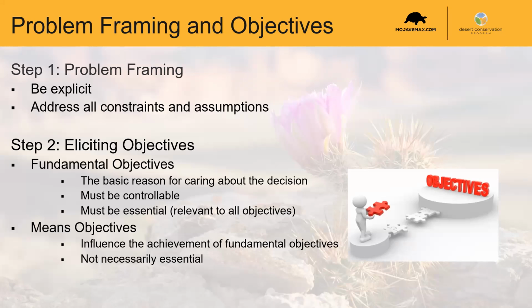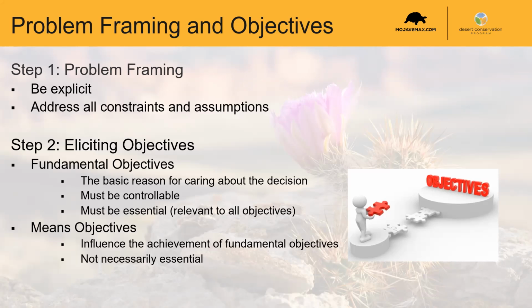Step two is to elicit objectives. You want to have a fundamental objective, which is your main overarching objective. It's the reason for caring about the decision. It's something you control, so it's not something that has to be done at Congress level or higher than you, basically. It needs to be essential. It's basically what happens when you keep asking the question, why is this important? Until you get to an answer of because, or because it's the law, things like that. It's the top level objective.